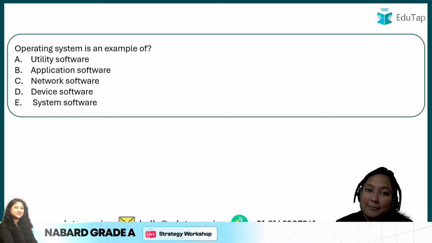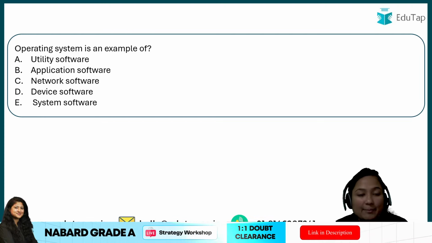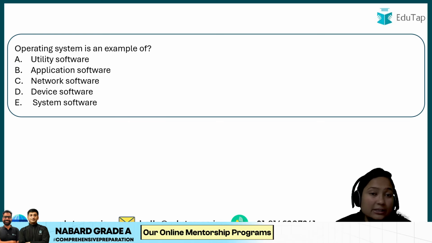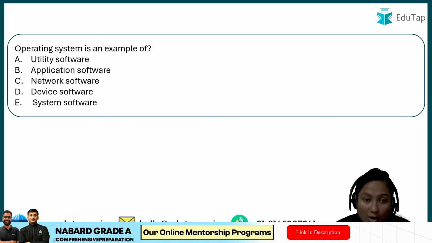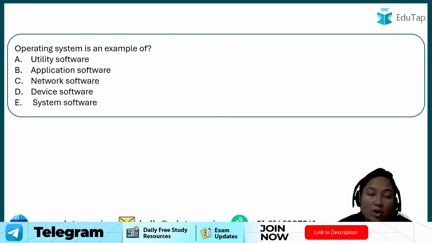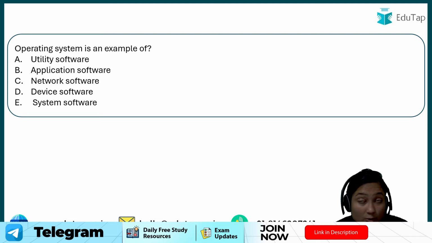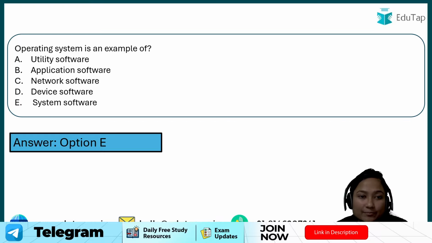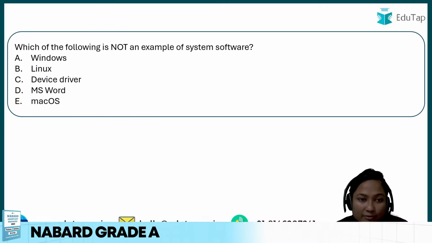Operating system is an example of what? Utility software, application software, network software, device software, or system software. Again, operating system, without it our computer cannot be switched on. Operating system is important like that. It controls your hardware. So the correct answer will be option E. It basically runs our system. Okay, so operating system is system software.